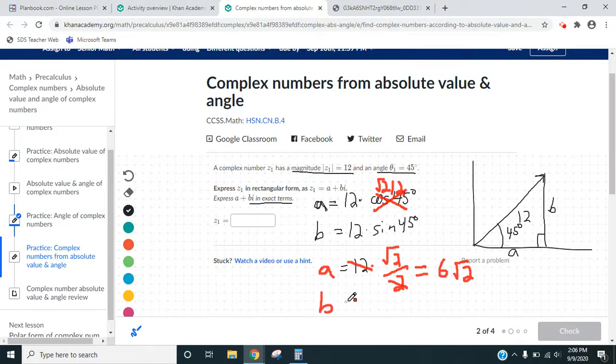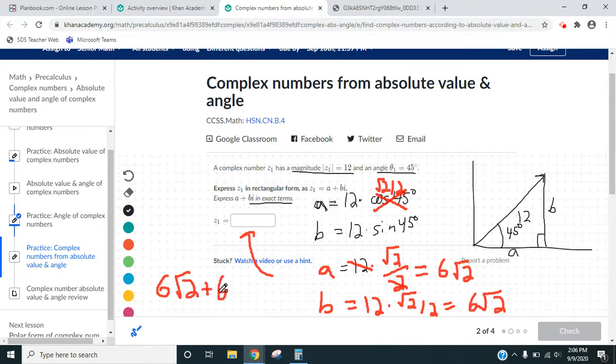For B, the sine is also the square root of 2 over 2. Once I simplify, 12 over 2 turns into 6. It's the exact same thing. All right, so when we write it in this form right in here, we have to write it as a complex number. So I should write it this way. 6 square root 2 plus 6 square root 2. And make sure we tack the I on. Make sure the I is not underneath the square root. Just be careful there.